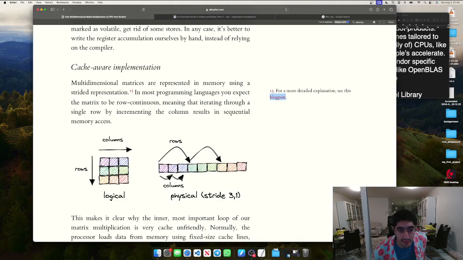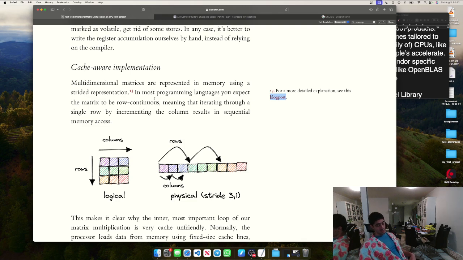In most programming languages, you expect the matrix to be row contiguous, meaning that iterating through a single row by incrementing the column results in sequential memory access.